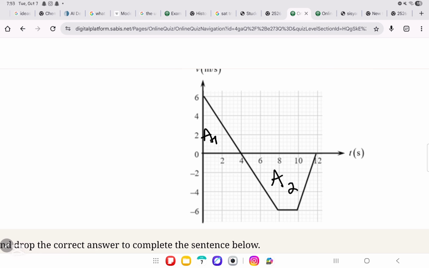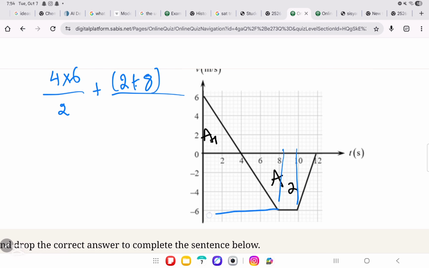So area 1, it's a triangle, it's going to be base, which is 4, times height, which is 6, over 2, plus area 2, which is a trapezoid. It's going to be from 8 till 10, that's 2, plus from 4 till 12, that is 8, if I'm not mistaken, times the height. What is the height in the scenario? The height is minus 6 divided by 2. Put this on your calculator, and you'll get your final answer to be minus 18 meters.